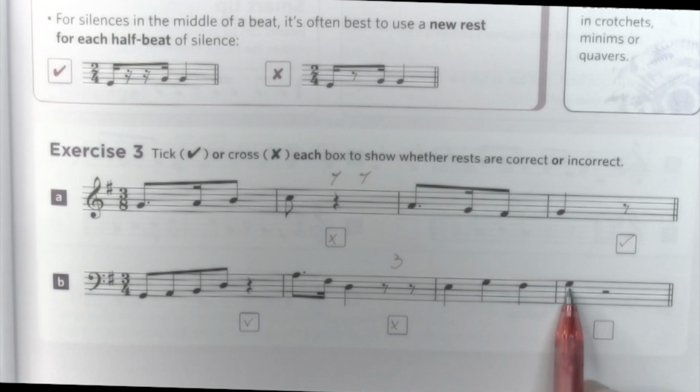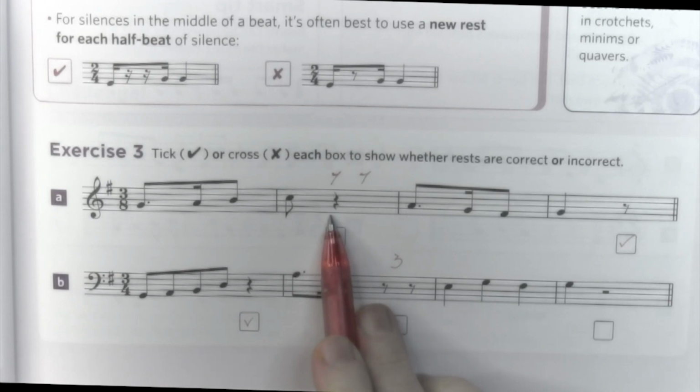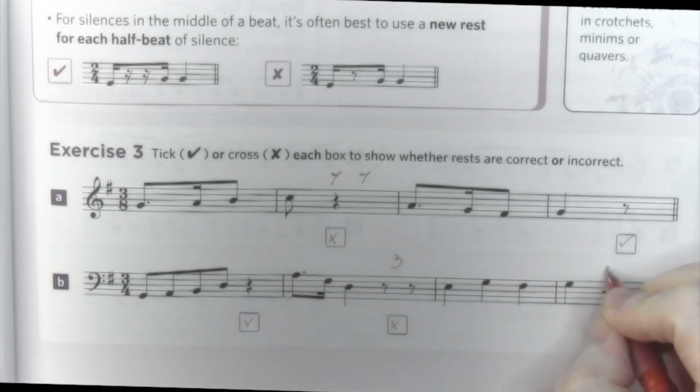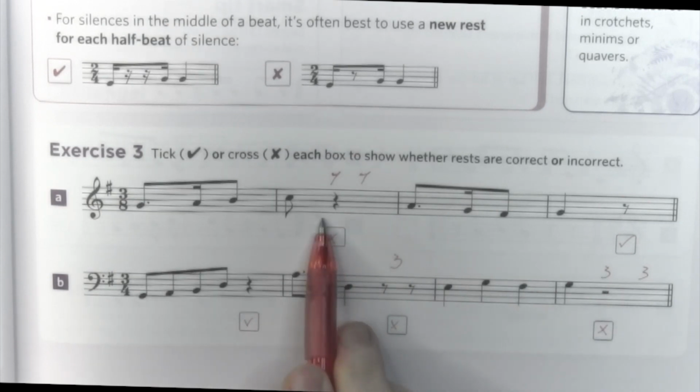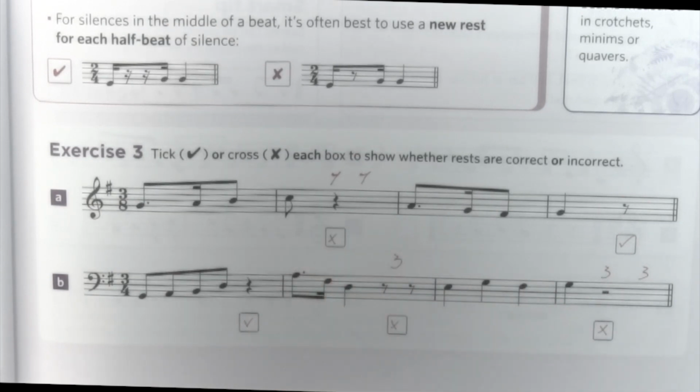And here we have 1, 2, 3. And this is incorrect for the same reason that this is incorrect. Because we would need to see 1, 2 and 3, the 3 movements. So this is incorrect as well. Same, this is the same. Okay, that's very important.